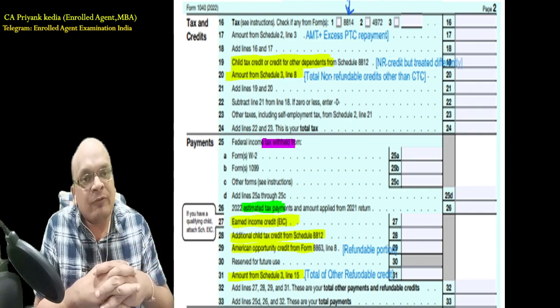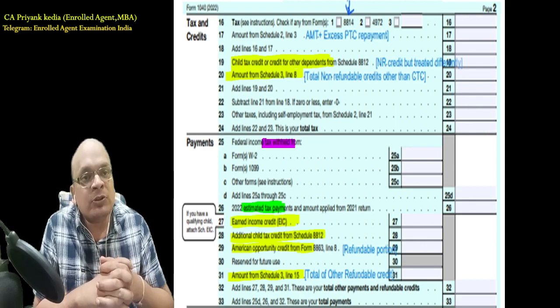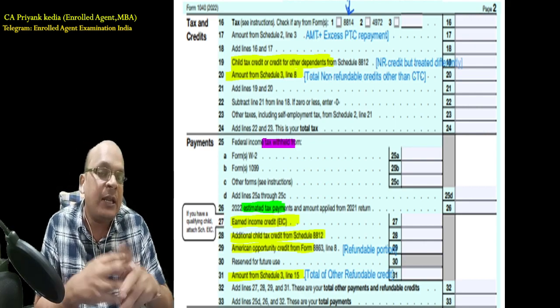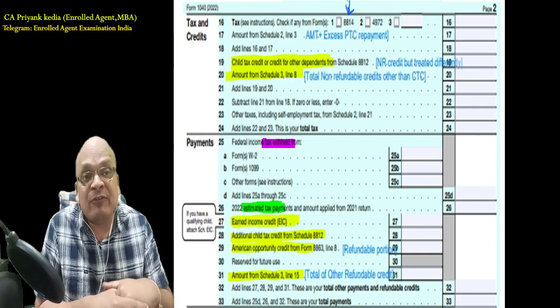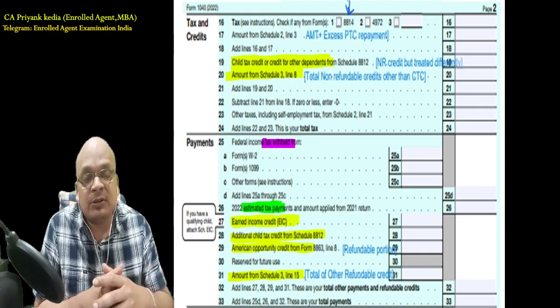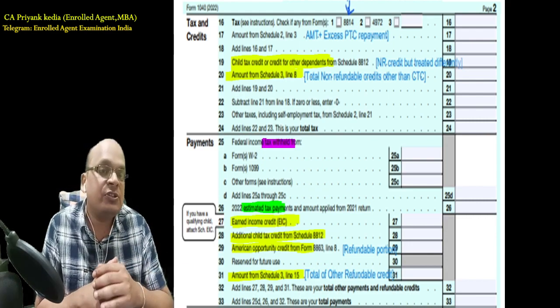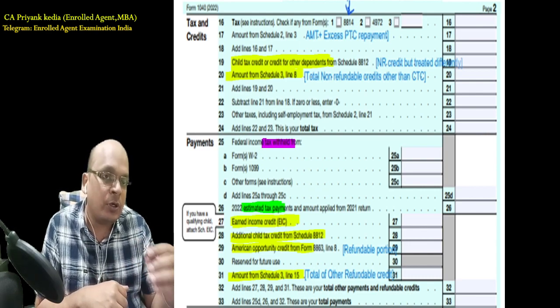You can see line number 25 talks about the taxes withheld. Line number 26 talks about estimated tax payments. So they are actually talking about the payments from the taxpayer side. And we know that refundable credits are not actually payments. They are just the benefit received. But still, they are kept along with payments. And this is the concept we are going to talk about.